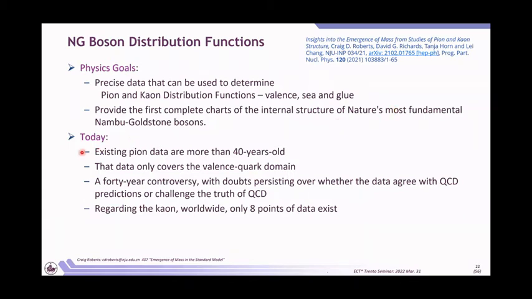We tried with the pion more than 40 years ago. That data only covers the valence quark domain. There's a 40-year controversy with doubts persisting over whether QCD actually agrees with the data or not. And regarding the kaon, there are only 8 points of data worldwide in this 40-year period.